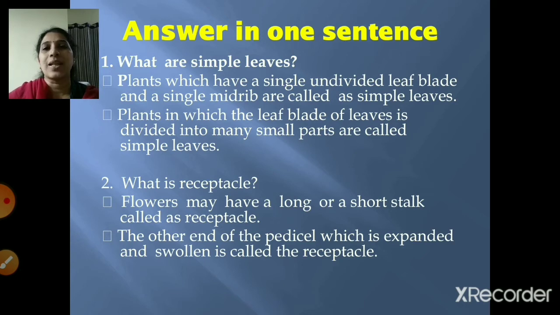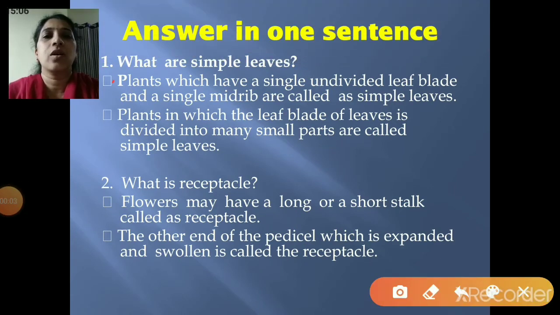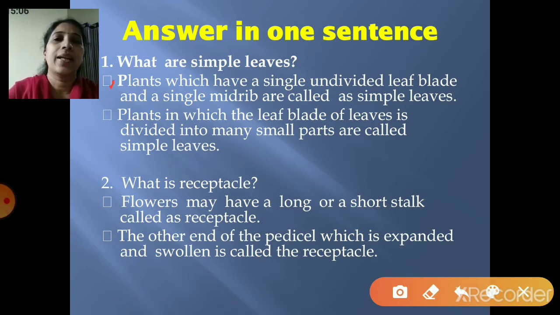Now, what are simple leaves? We just discussed that the plants have a single undivided leaf blade and a single midrib. So your answer is the first option, that the plants which have a single undivided leaf blade and a single midrib are called simple leaves.